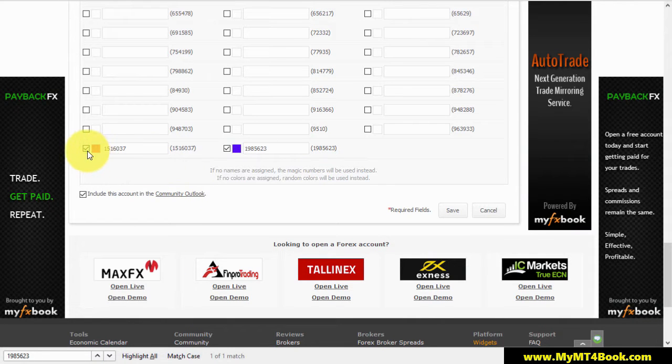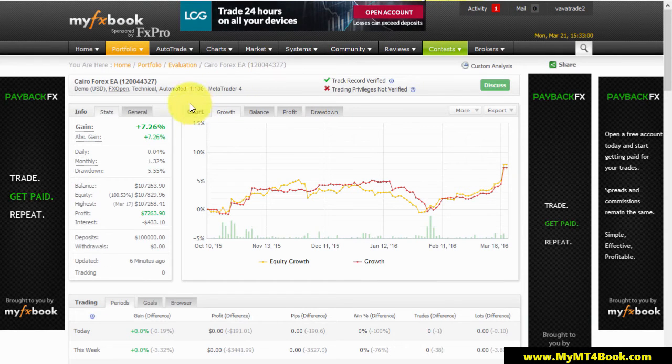So I just selected those particular two magic numbers and selected colors for them. I clicked save, and once I reloaded my trading strategy on my FXBook, actually nothing changed. Everything stays the same. It still shows you all of the results.